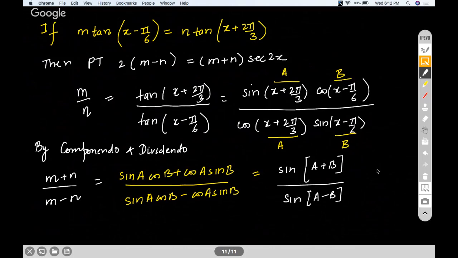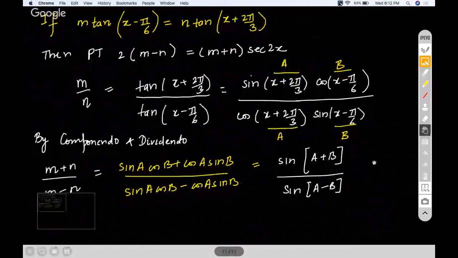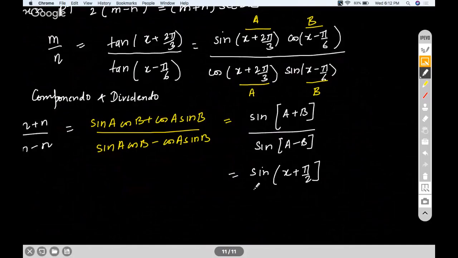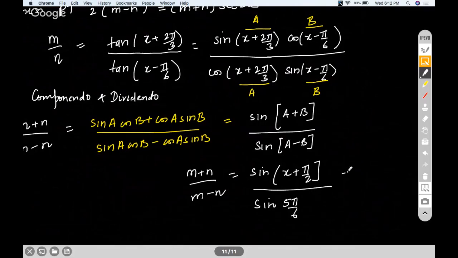And sine A plus B means addition of these two terms, that will give you sine x plus 2 pi by 3 minus pi by 6. 2 pi by 3 minus pi by 6 will be pi by 2, divided by sine A minus B. A minus B will be 2 pi by 3 plus pi by 6, which will be 5 pi by 6. So this will be m plus n by m minus n.